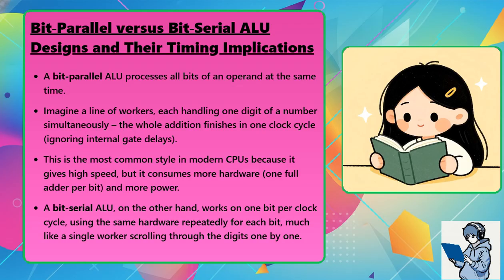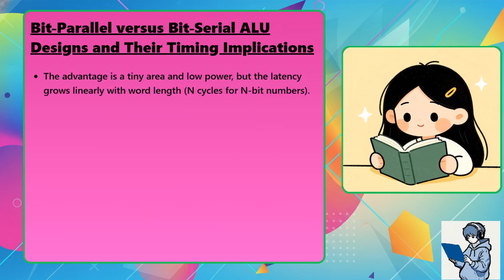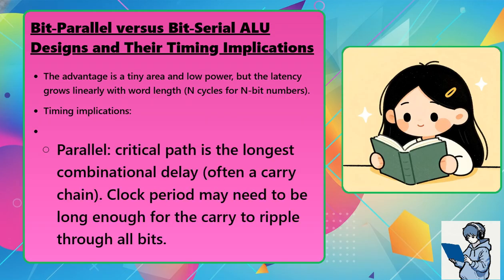A bit serial ALU, on the other hand, works on 1 bit per clock cycle, using the same hardware repeatedly for each bit, much like a single worker scrolling through the digits one by one. The advantage is a tiny area and low power, but the latency grows linearly with word length: n cycles for n-bit numbers.